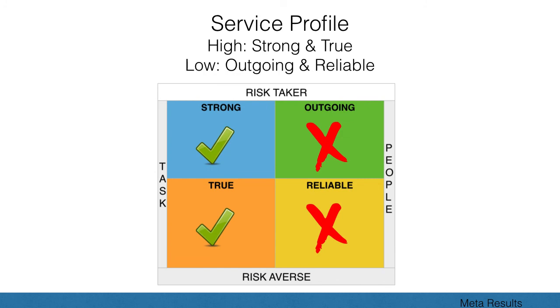Now we come to the service profile. If your scores on strong and true are high, then the kind of profile that works better for you will be the service profile, and lower on outgoing and reliable. So that gives you a clue on service type of person.